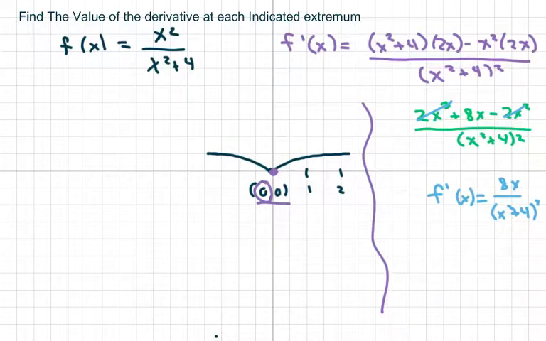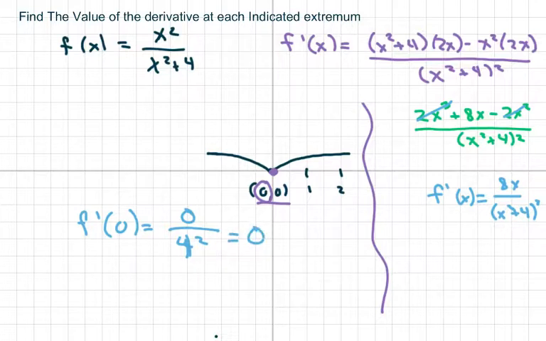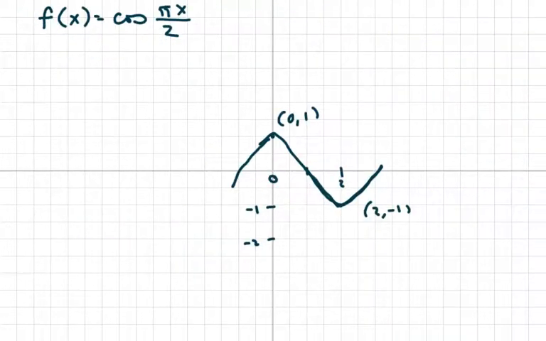Alright, and now we're going to evaluate at 0. So when we plug in 0, we're going to get 0 in the numerator, so it really doesn't matter what we get in the denominator. This would be 4 squared. It equals 0.